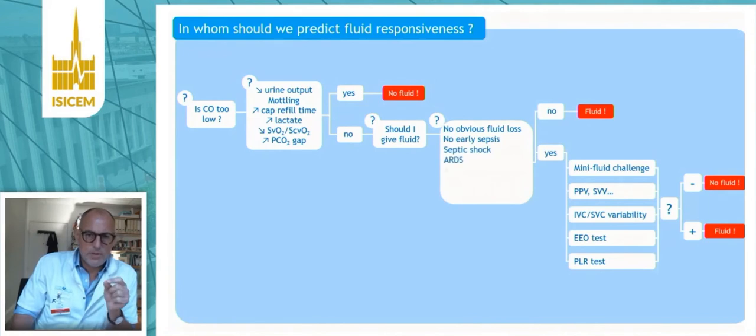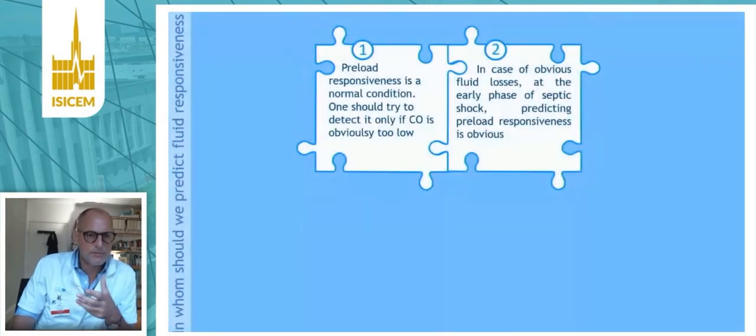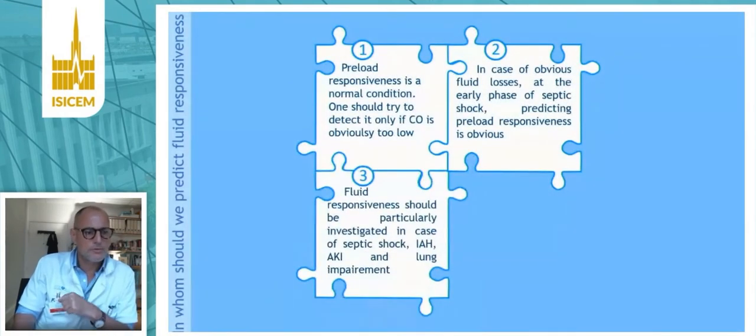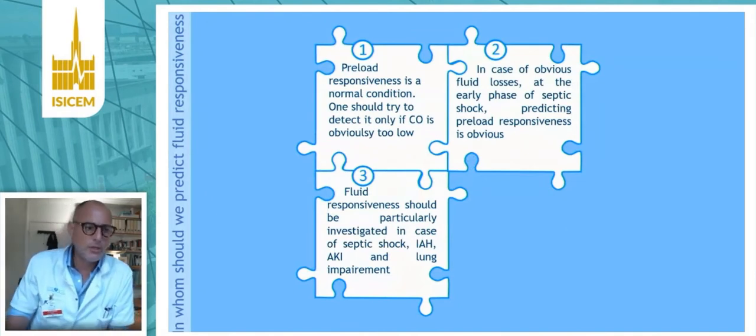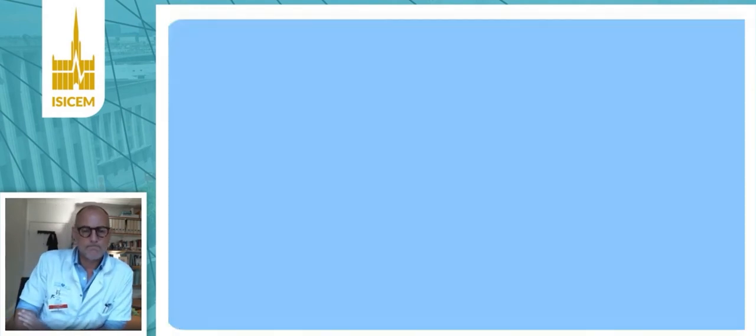That might be something important, and again, let's keep that as a take-home message. Fluid responsiveness should be particularly investigated in the case of septic shock, intra-abdominal hypertension, AKI, and lung impairment and ARDS.